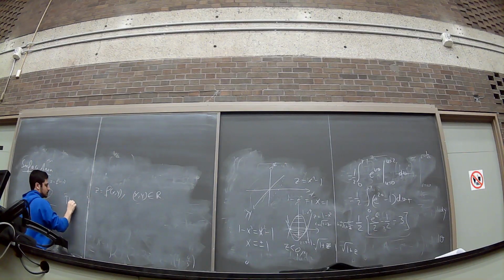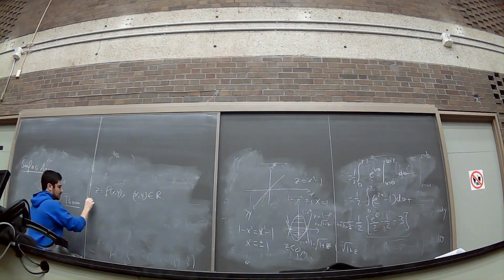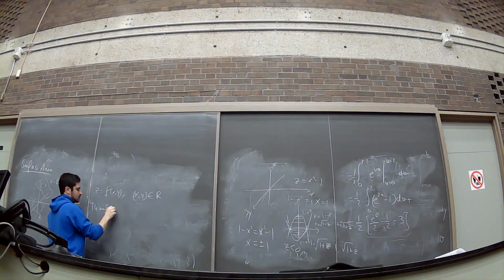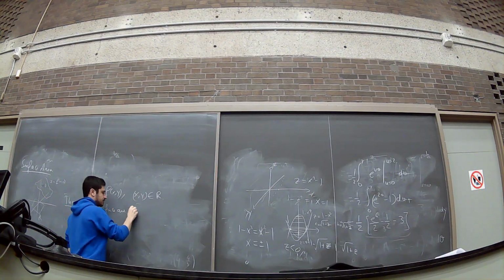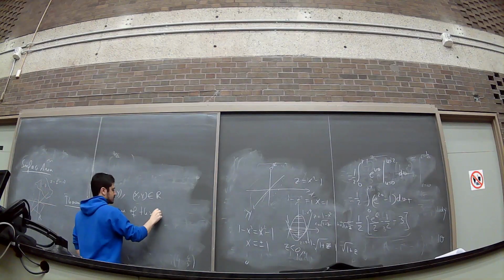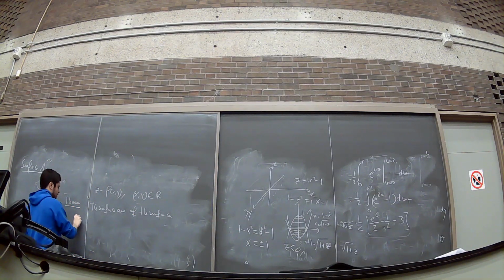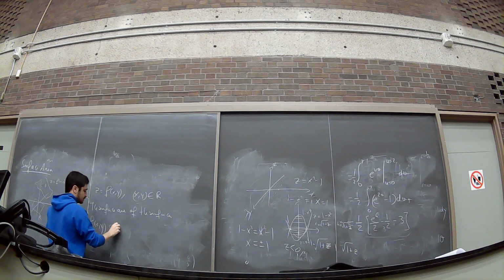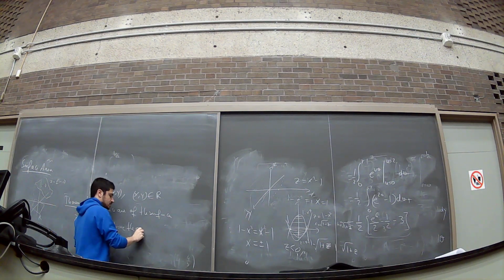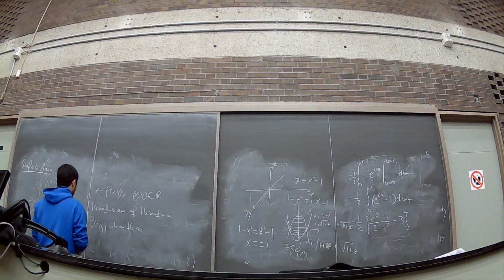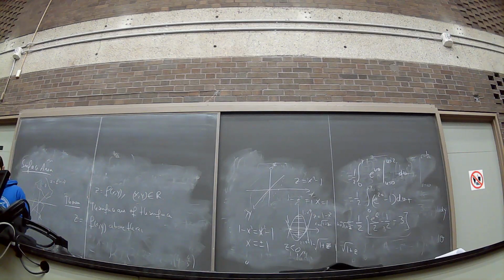Here, the surface area of the surface z equals f(x,y) above the region, or above, I don't know what it's above, but there's a good phrase. It's not necessarily above. Let's see how to do that in a nicer way.